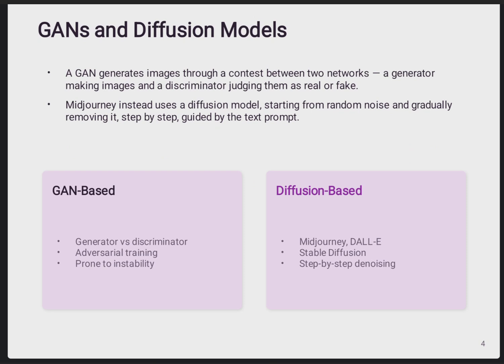GANs and diffusion models. A GAN generates images through a contest between two networks, a generator making images and a discriminator judging them as real or fake. Midjourney instead uses a diffusion model, starting from random noise and gradually removing it, step by step, guided by the text prompt. GAN-based: generator versus discriminator, adversarial training prone to instability. Diffusion-based: Midjourney, DALL-E, Stable Diffusion, step-by-step denoising.